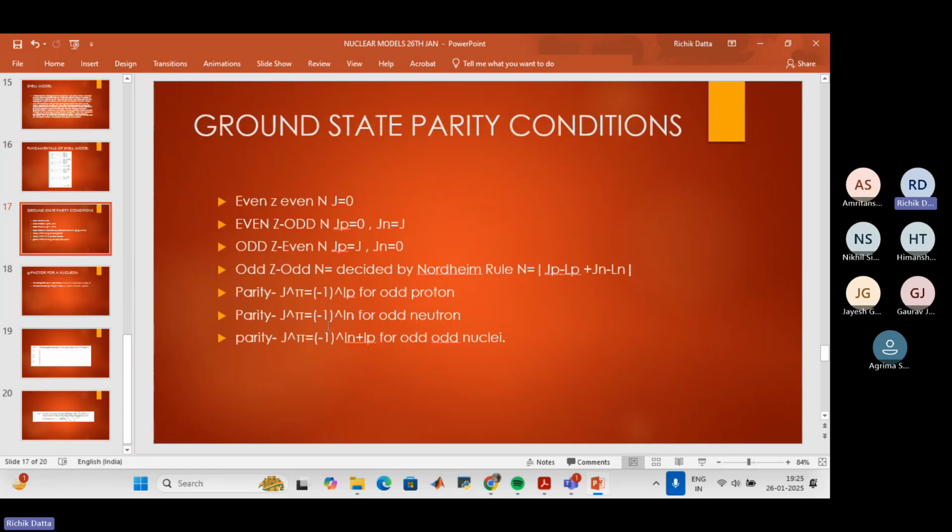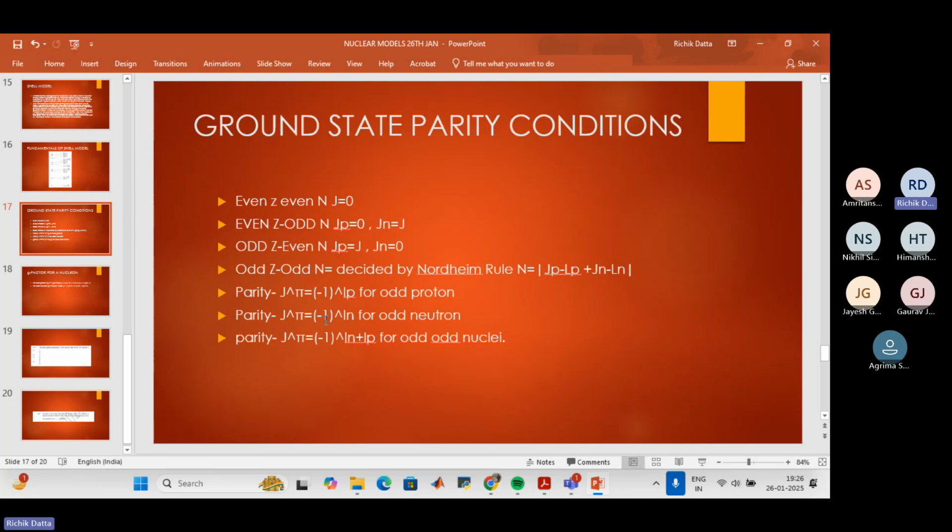For an odd neutron, parity is (-1) to the power l. Here the state is 1d 5 by 2, so d means l equal to 2. If we put l equal to 2, we get (-1) to the power 2, so the parity will be positive, that is +1.